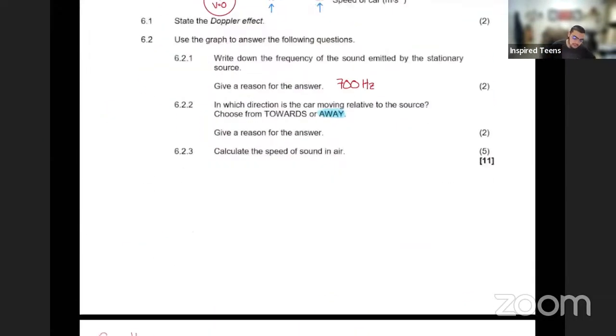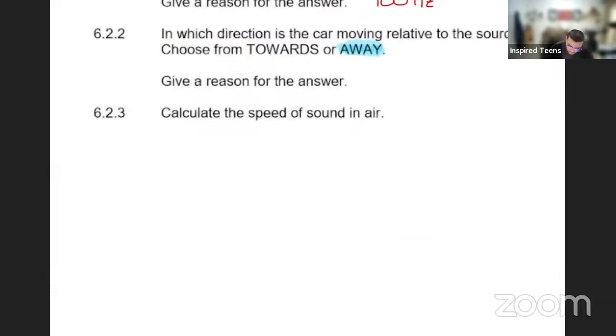Calculate the speed of sound in air. Because it's moving away, you're going to get a mark for showing this formula. FL is equal to V, the velocity of sound in air, and because it's moving away, I'm going to put minus the velocity of the listener, divided by V, the speed of sound in air, plus the velocity of the source, times the frequency of the source.